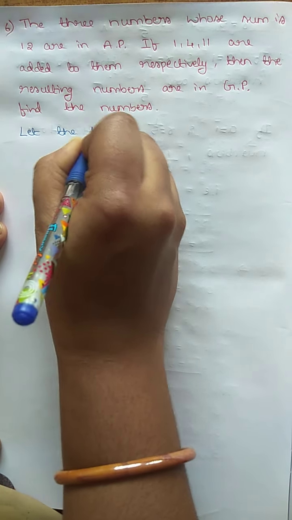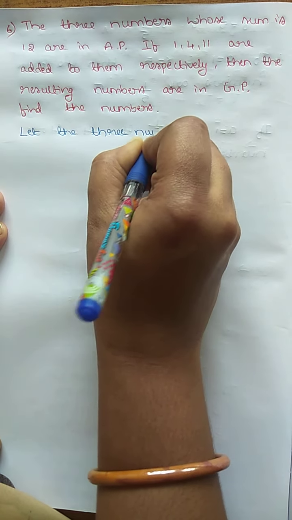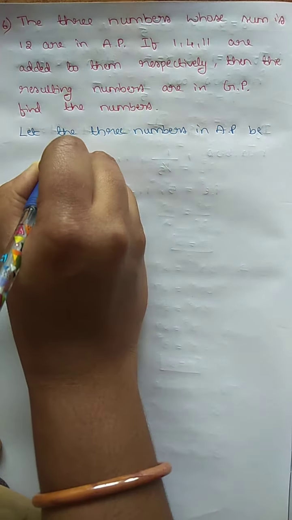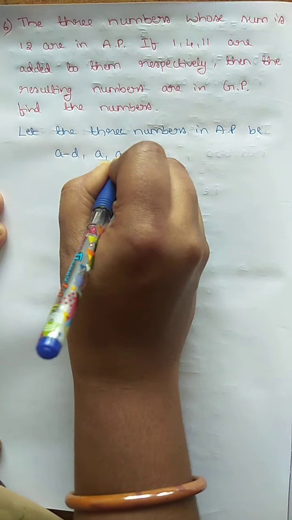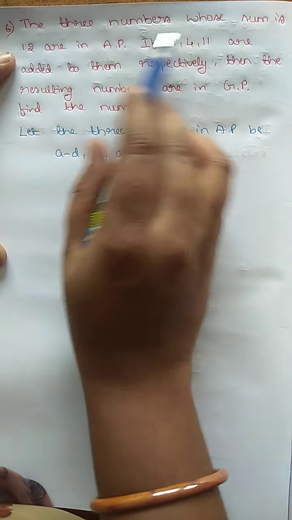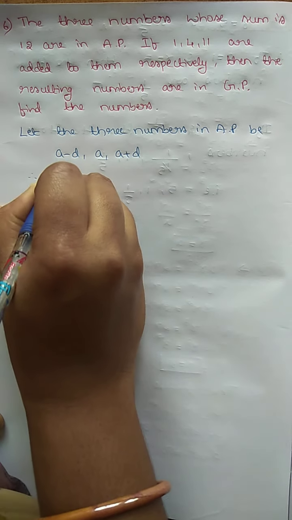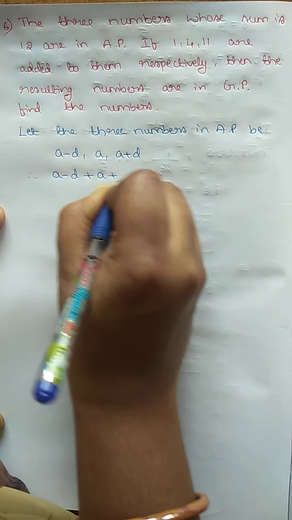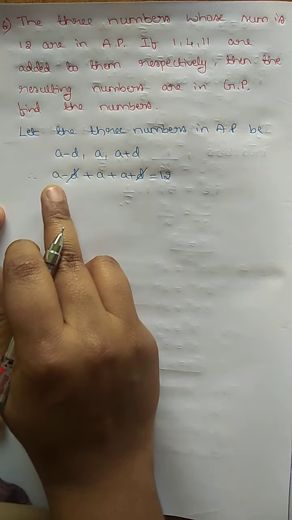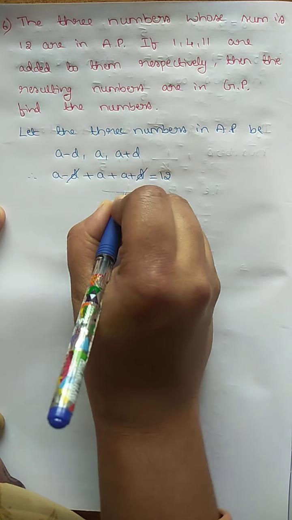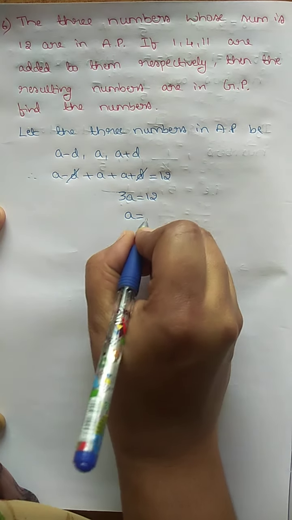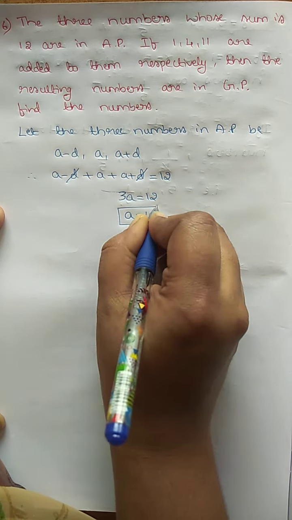Let the three numbers in AP be A minus D, A, A plus D. These are the three numbers in AP. What is the given data? Whose sum is 12. Therefore, A minus D plus A plus A plus D equals 12. Plus D minus D gets cancelled. A plus A plus A, 3A equals 12. Therefore, A equals 12 by 3, that is 4. Therefore, A equals 4.